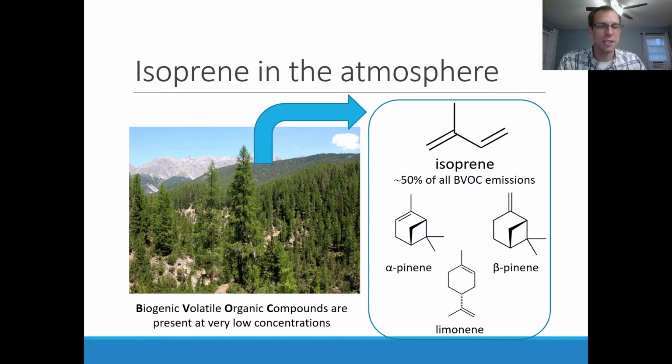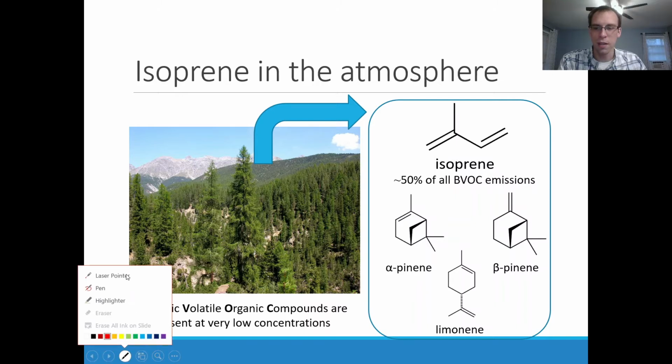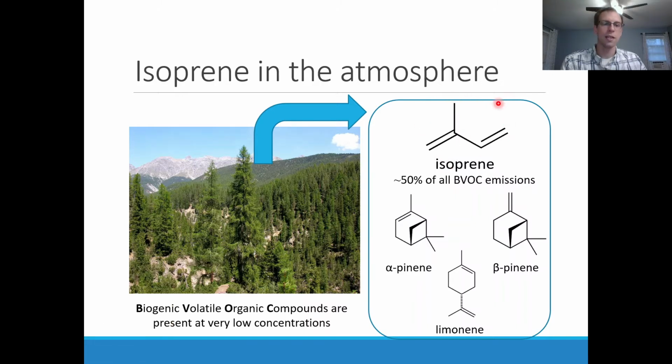Isoprene in particular, C5H8, this molecule here, is about 50% of all of the biogenic volatile organic compound emissions annually. There are other molecules also emitted, such as the other ones listed here, alpha and beta pinene, limonene, and many, many others. But it's important to understand the properties and concentrations of isoprene in particular, as well as these other molecules. And one reason for this is that isoprene, with its two double bonds, is a very reactive molecule.